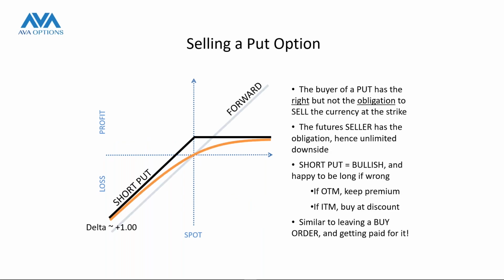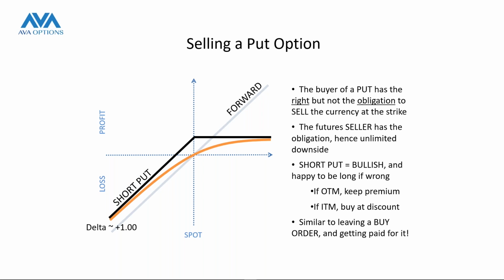Here's selling a put option. Selling a put option is analogous to going long the market, or potentially going long the market, because if the market falls, whoever bought that option from me has the right to put to me, to sell to me, the underlying asset at the strike price.